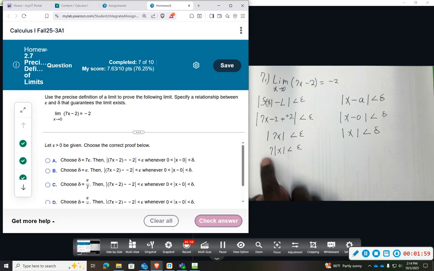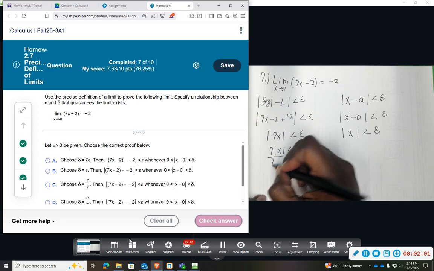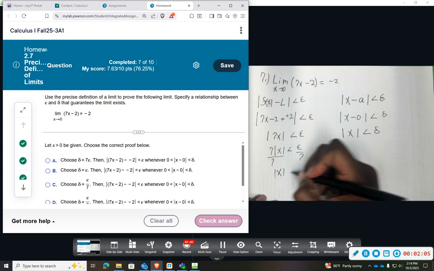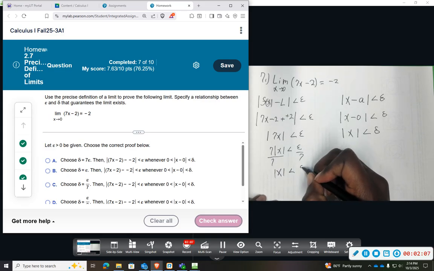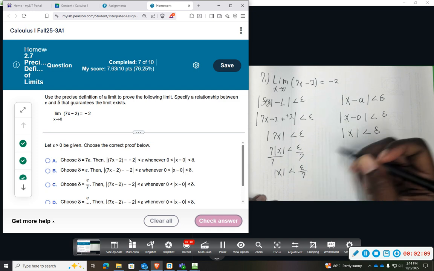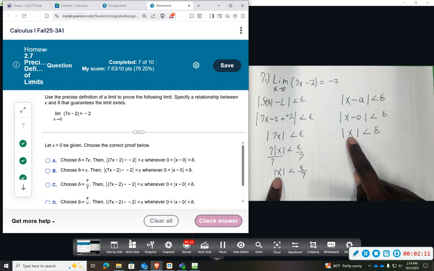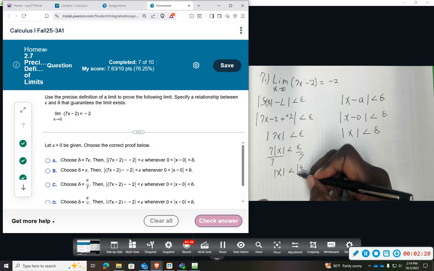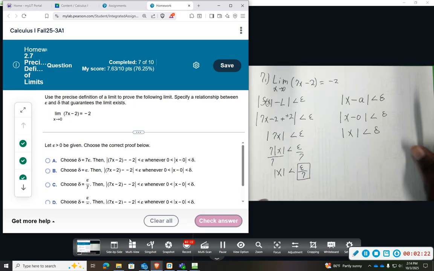Now they're almost the same, so if I divide by 7 both sides, I will get absolute value of x has to be less than epsilon over 7. So now this absolute value of x is exactly the same, so that tells me that delta is equivalent to epsilon divided by 7. So that would be the relationship between epsilon and delta in this case.